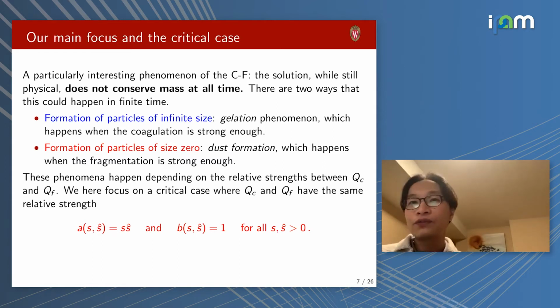Our main focus for today is that we're going to focus on only one particular case, which is the critical case. I'll tell you why it is critical. But let me say it out loud right away: we are considering the case where the coagulation kernel is multiplicative, which is that A(s, ŝ) equals s times ŝ, and the fragmentation kernel B(s, ŝ) is always constant. Okay, I'll explain a little more why it is the critical case later on.